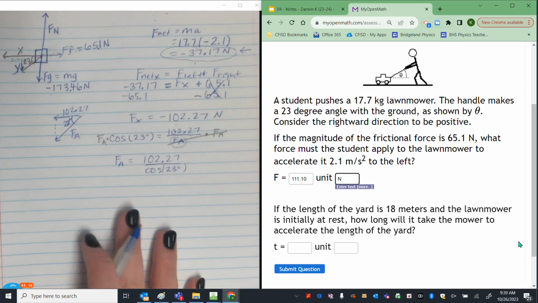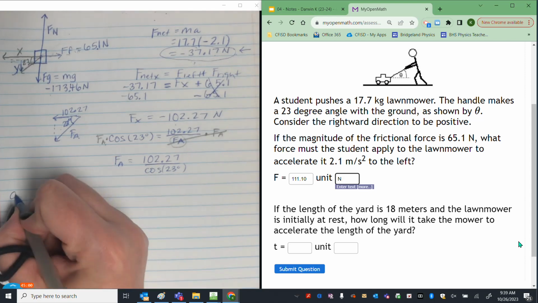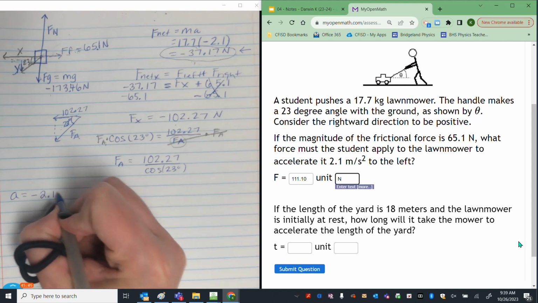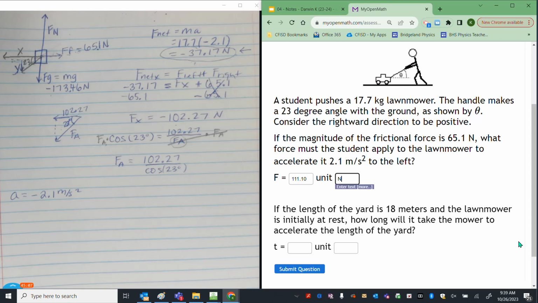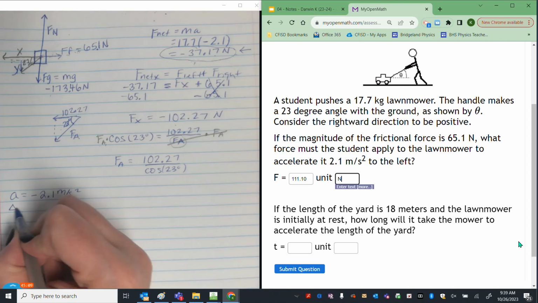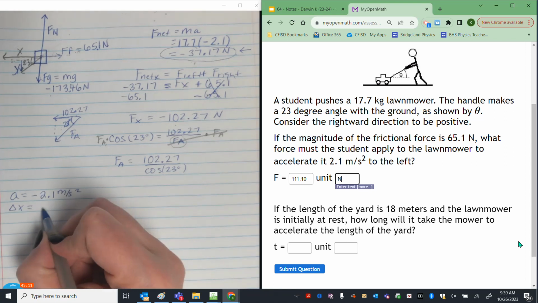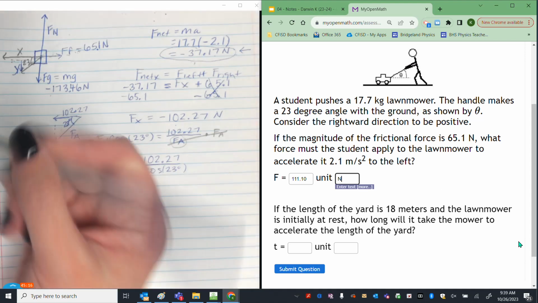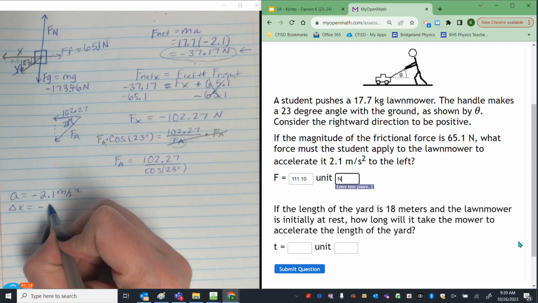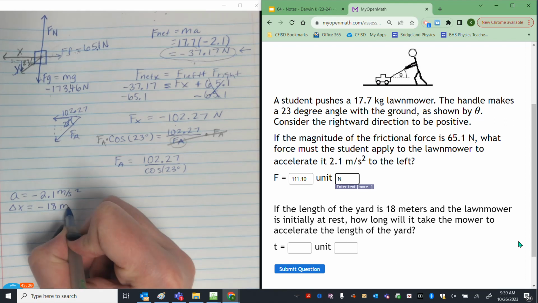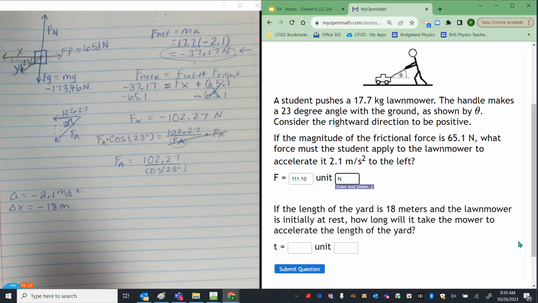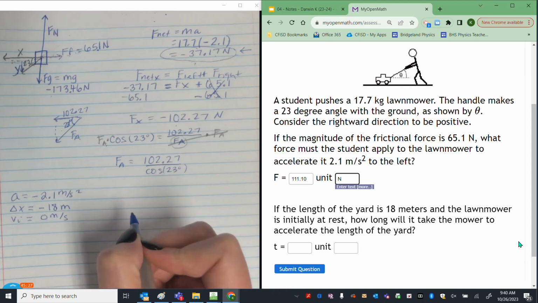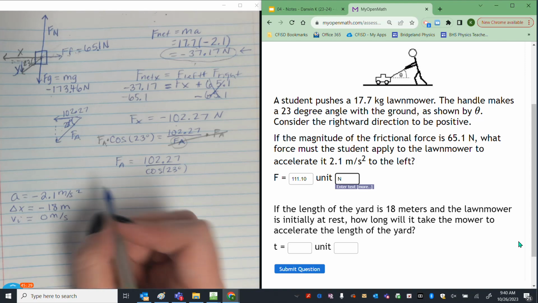So our acceleration, let's go ahead and list everything, is negative 2.1 meters per second squared. The length of the yard, they just gave us delta x, is 18 meters. He is pushing it to the left in the diagram, so that means his displacement will also be to the left. So I'm going to call it negative 18 meters. The lawnmower is initially at rest, so the initial velocity is 0 meters per second, and it wants to know how long it will take to accelerate the length of the yard.